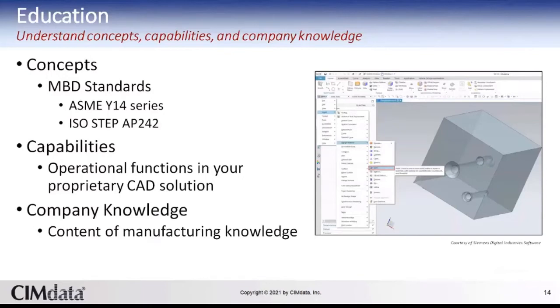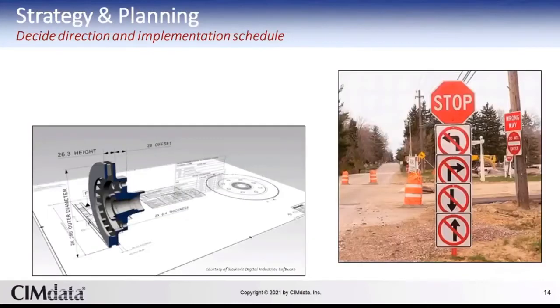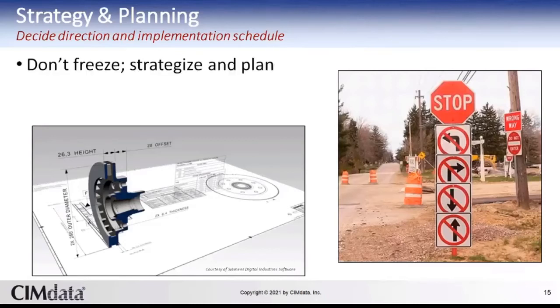Number two, learn in detail what your CAD solution provider supports for PMI and MBD. Number three, detail your company needs. What subset of PMI and MBD do you need for your products? For example, if you don't use composite materials, you don't need MBD items for composites. For those you do need, do the standards and CAD solution support them? What is the manufacturing and other downstream content you want to convey through PMI and MBD?